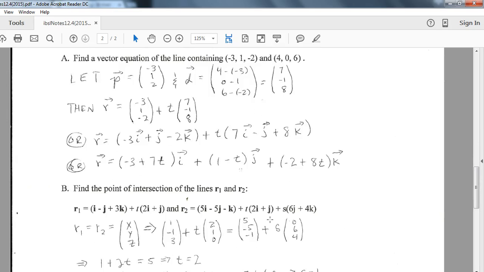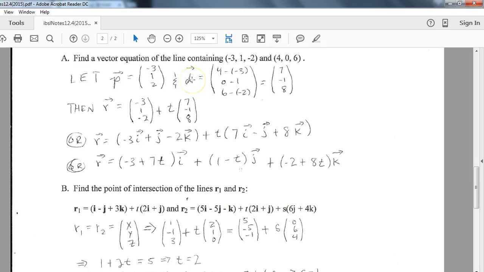So last part right here, same concepts. These are just 3-dimensional instead of 2-dimensional, but there's really no difference here. The line containing these points, so I'm just going to use the first one as my position vector. You could have used either one as your position vector. Either one would be right, but that's going to go in as the position vector.